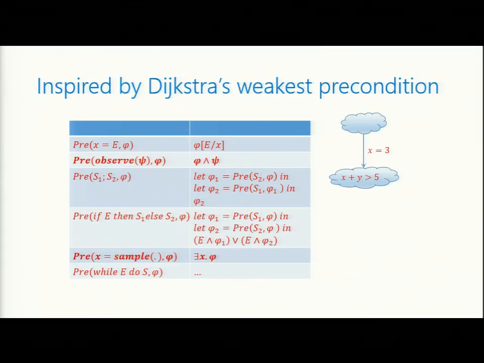Yes? Right, yeah, exactly, y greater than 2, right? So then how did I get that? Essentially what I did was I replaced the occurrence of x over here with 3, and then I get 3 plus y should be greater than 5, which is y greater than 2. That's exactly what this rule is saying.